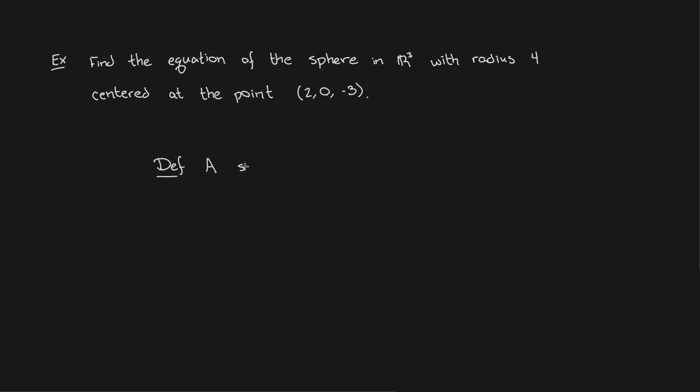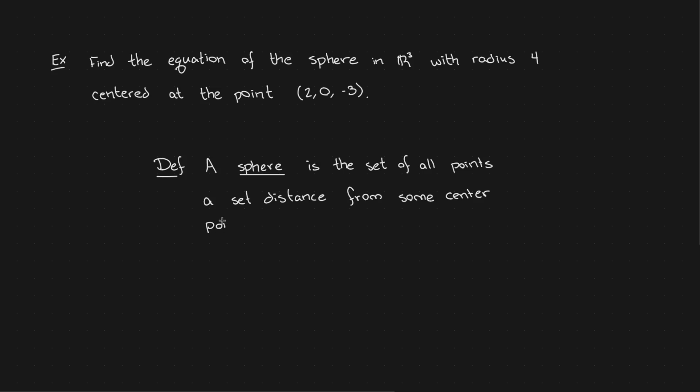A sphere is the set of all points a set distance from some center point. That set distance is called the radius of the sphere.